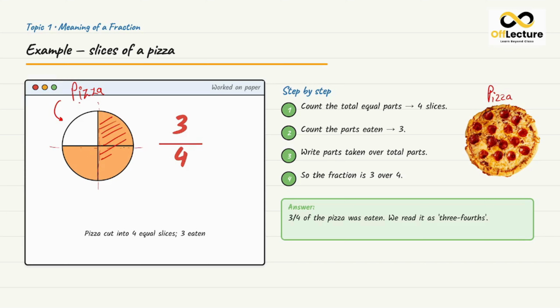So the total parts are 4. If you see it step by step, you have to count the total equal parts, which is 4 slices, and how many parts have been eaten, which is 3. So if we write the fraction for it, we will write it as parts taken over total parts, which means 3 parts eaten over 4. So the fraction will become 3 by 4. So the answer will be 3/4 of the pizza was eaten, we will read it as 3/4. Okay.